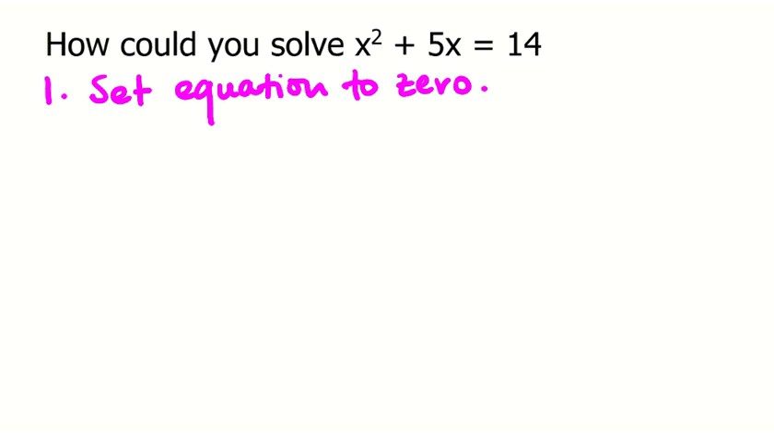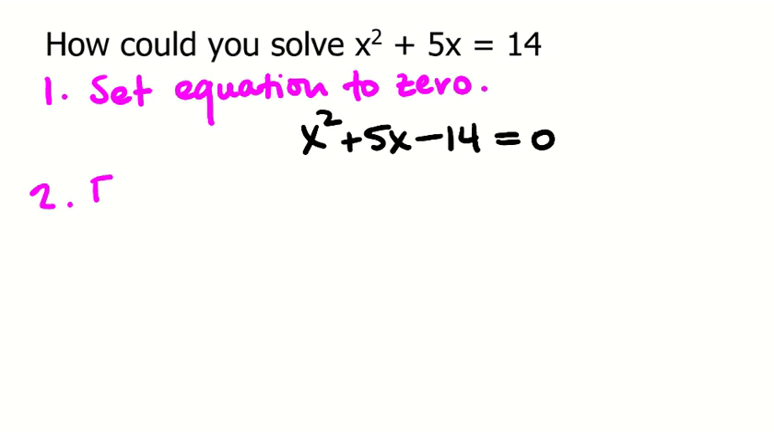Okay, that's going to be the first thing. So I'm going to subtract 14 from both sides. So I'll have x squared, 5x, and negative 14 equal to 0. Okay, the second step will be factor it if you can.